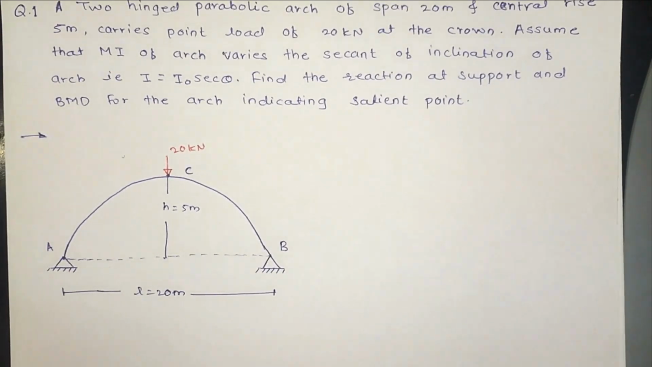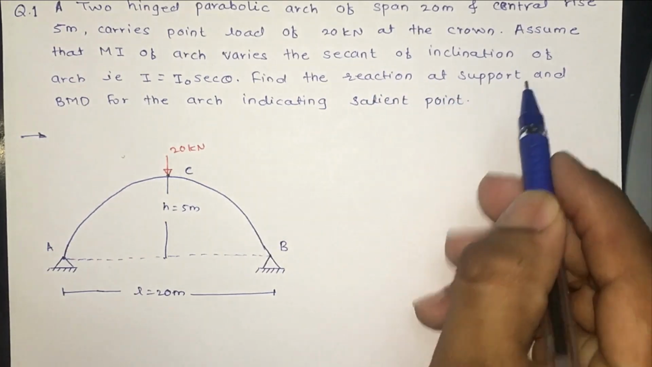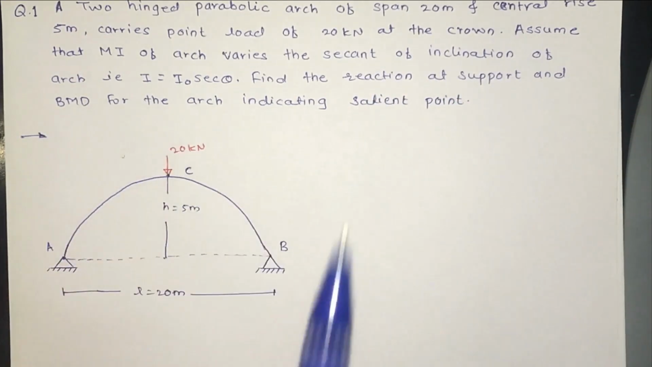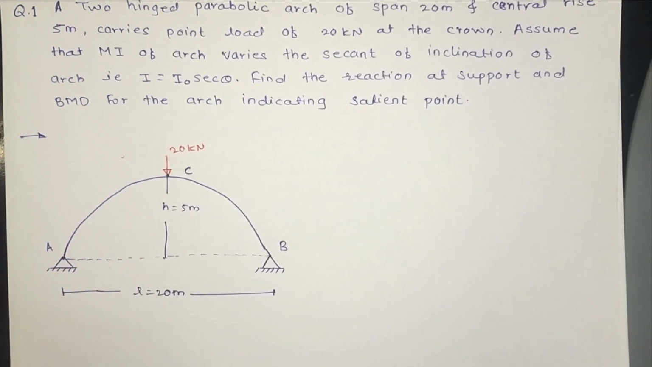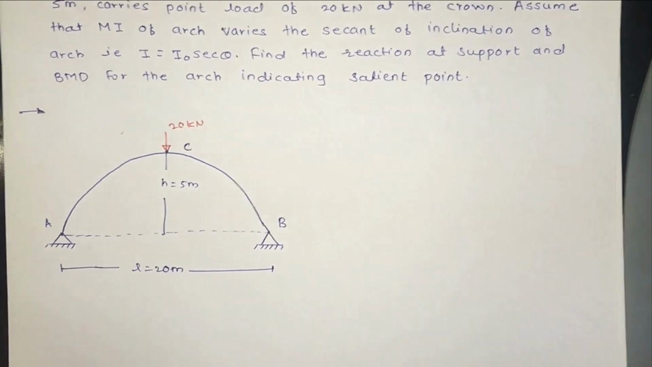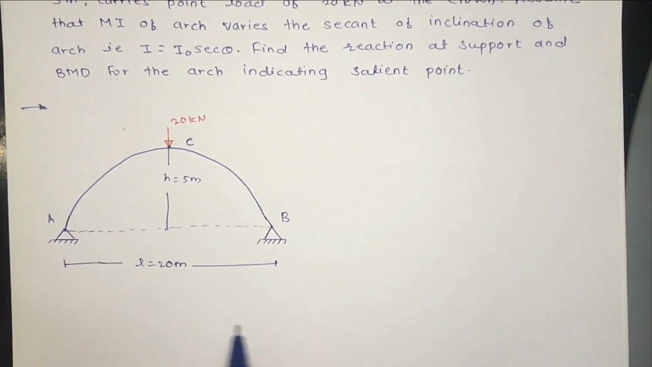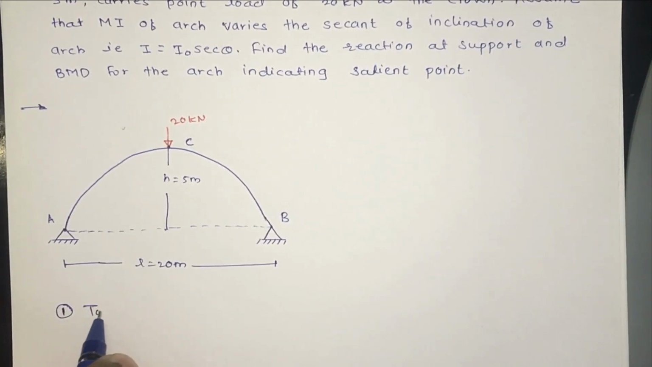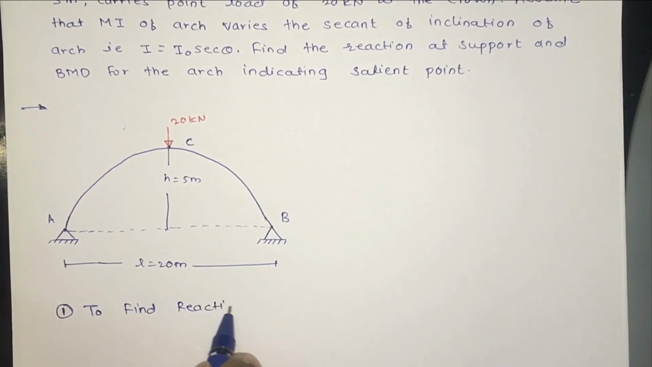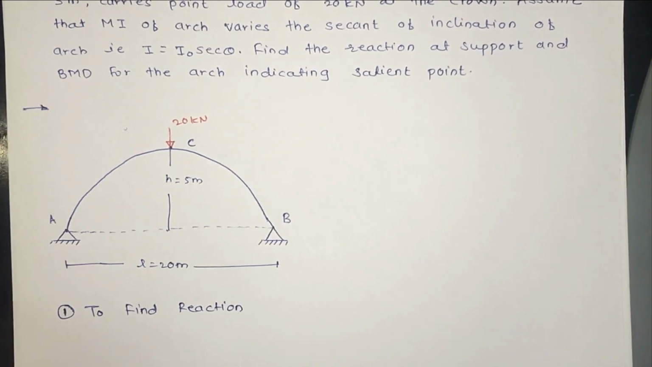We have to find out the reaction at the support and bending moment of the arch. Okay, let's see how we find it. First we find out the reaction. So first step is to find the reaction of the two hinge parabolic arch. First we see the reactions generated at the two hinge parabolic arch.